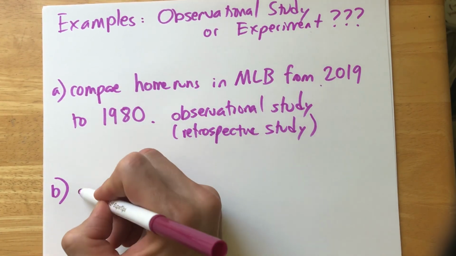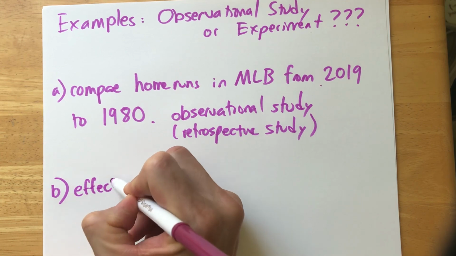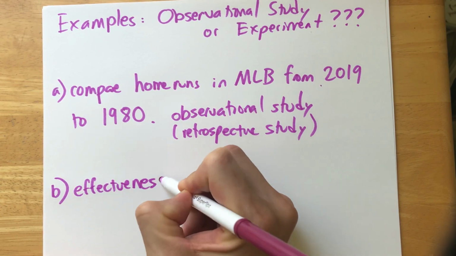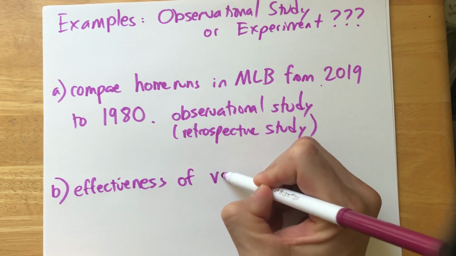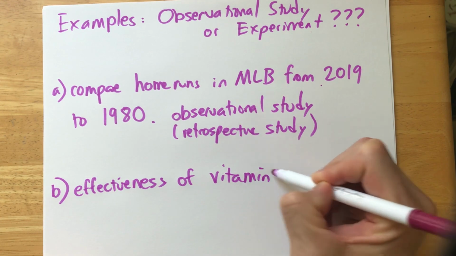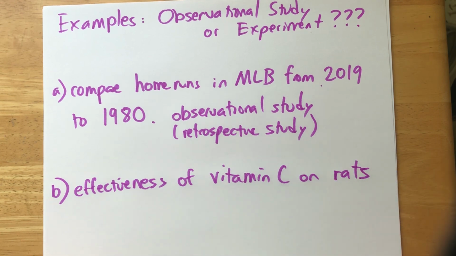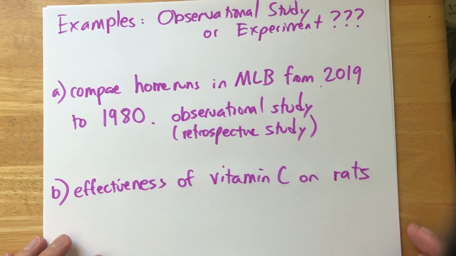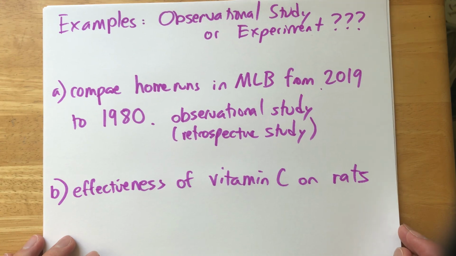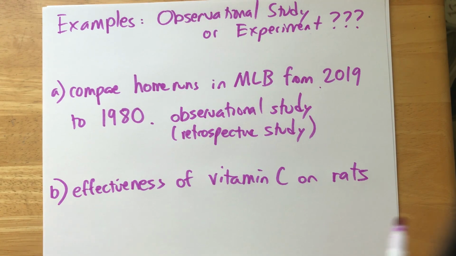How about if we wanted to compare the effectiveness of vitamin C on rats? Have you ever wondered that in class? Why do we always use rats when we use experiments? Is it because no one likes rats and we don't care if we poison them and they die? Is it because they fit nicely into like a box? I don't know. Why is that? Because they're close to humans?